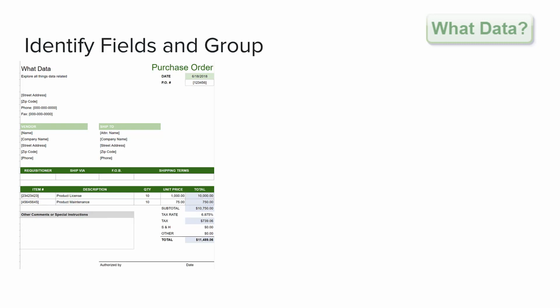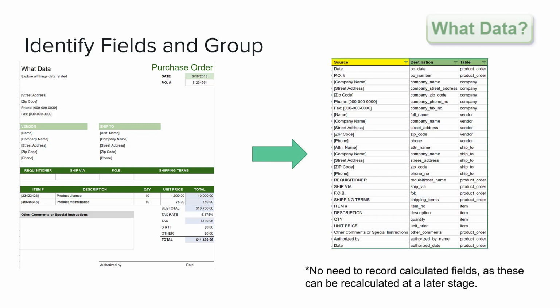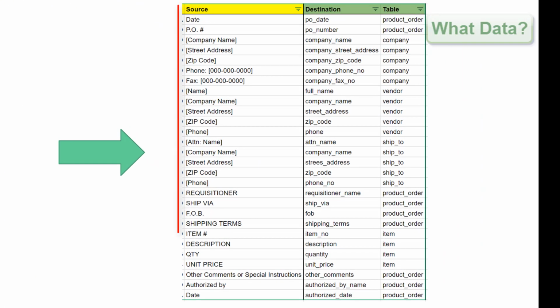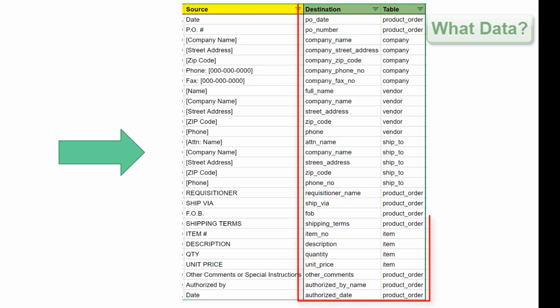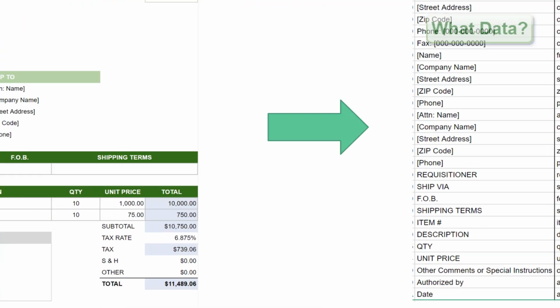The first step is to identify all relevant fields within the report and to start building our own data dictionary. In the table on the right are listed the source fields identified with a yellow column header, and the potential destination fields and table names noted with a green header. These field and table names correspond to the groupings of information we have identified in our purchase order report.